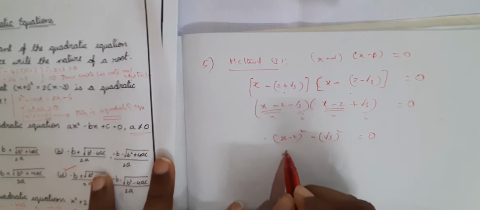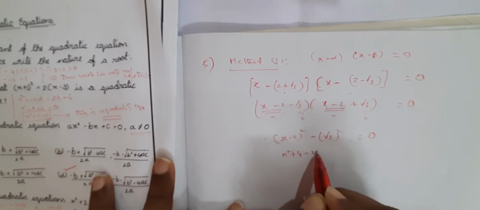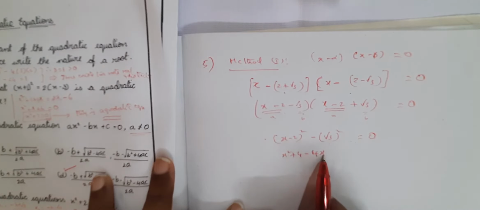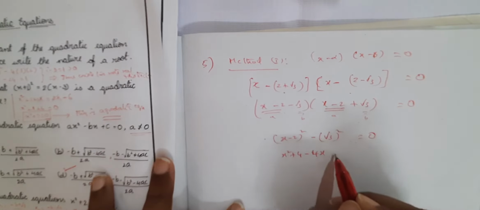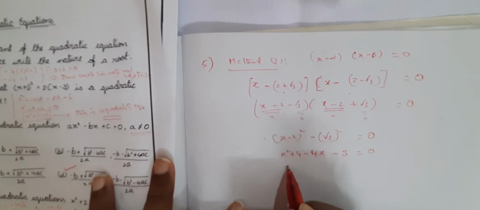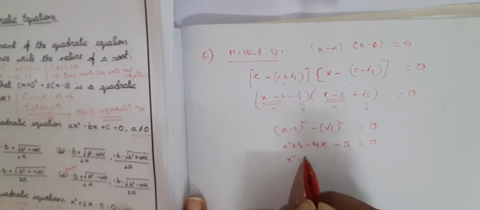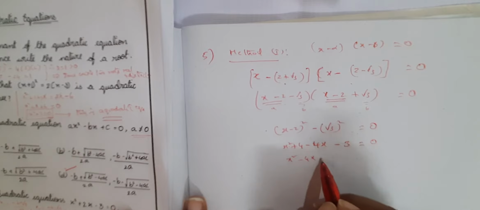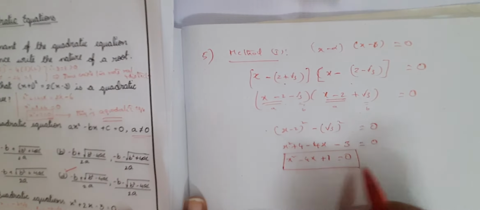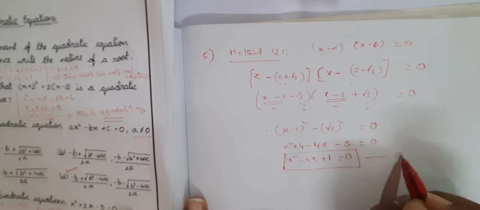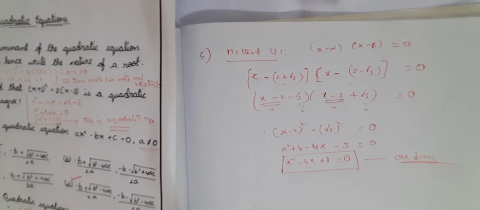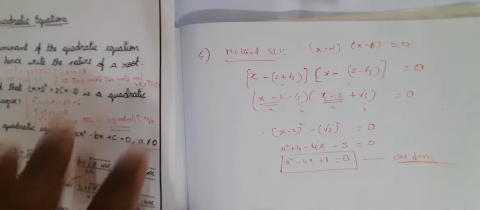So therefore x square plus 4 minus 4x, so minus 2 into 2 into x. Now minus root 3 whole square is minus 3 is equal to 0. So x square minus 4x plus 4 minus 3 is plus 1 is equal to 0. This is one form of writing an equation. Right? So this is one method. So I'm going to teach you the other method also.